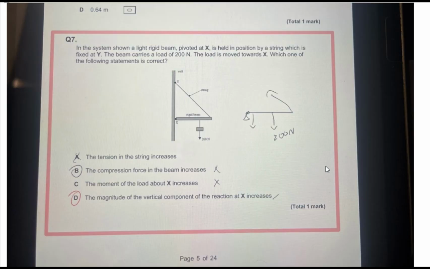Hello, Ziad. Thanks for the questions. So this looks like a sort of balancing equilibrium slash moments question. In the system shown, a light rigid beam pivoted at X is held in position by a string which is fixed at Y. The beam carries a load of 200 newtons. The load is moved towards X. Which one of the following statements is correct?